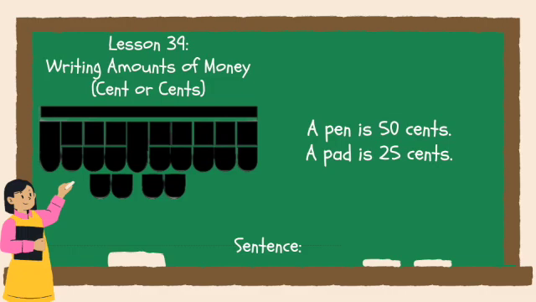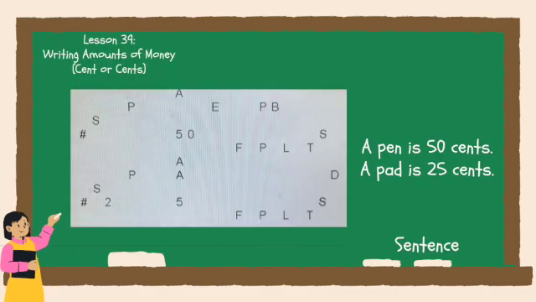Okay, we have here a pen is 50 cents, a pad is 25 cents. So again, you get your pen and a piece of paper, clean sheet of paper or notebook. Then you try to figure out the stroke for these two sentences. Okay, again, I'm giving you 3 seconds. 3, 2, 1, 0. Now let's take a look at the answer. And this is the correct answer.